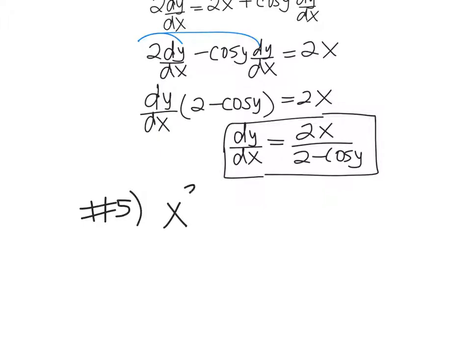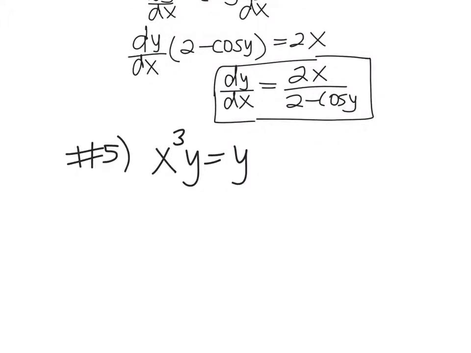X cubed y equals y. I know, right? All right, so here we go. We're going to have to do product rule here. There's a dot right here. See it? I know. You don't see it, right? They're right next to each other. You're like, oh, okay, that's easy. No, that's a product rule. So here we go. There's one more harder one coming up.